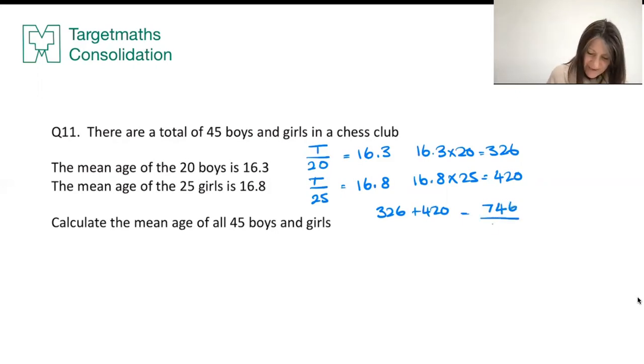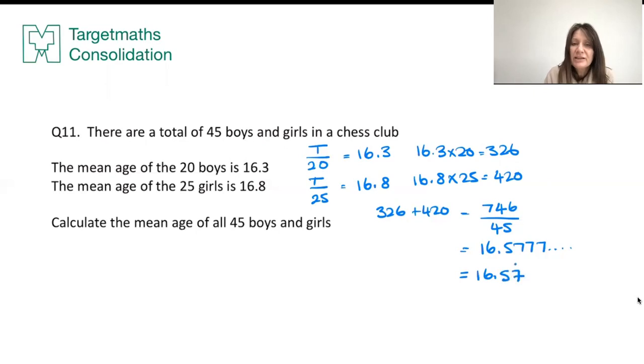And we're going to divide that by all 45. So once we've done that, we get an answer of 16.5777, and on it goes. We haven't been asked to round for this particular question. You can't just keep writing the same thing. I would show this as a recurring decimal with that dot over the 7. All right.